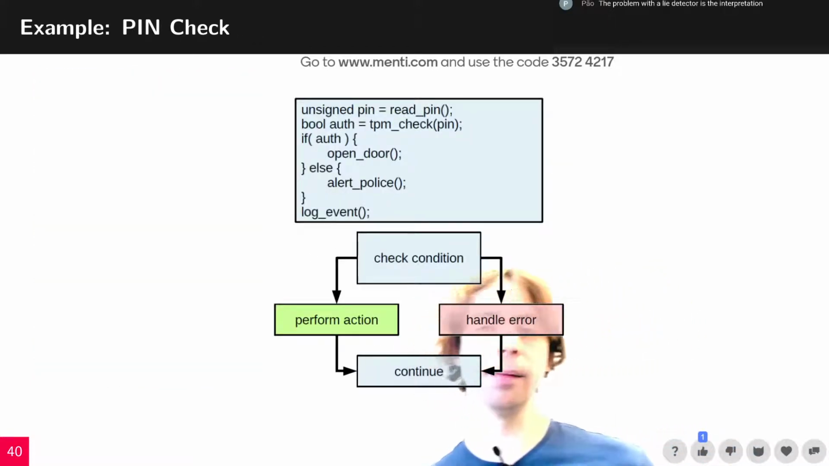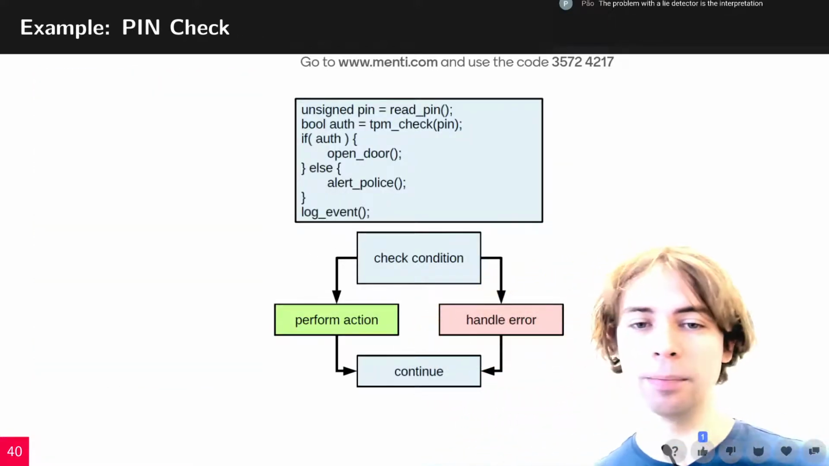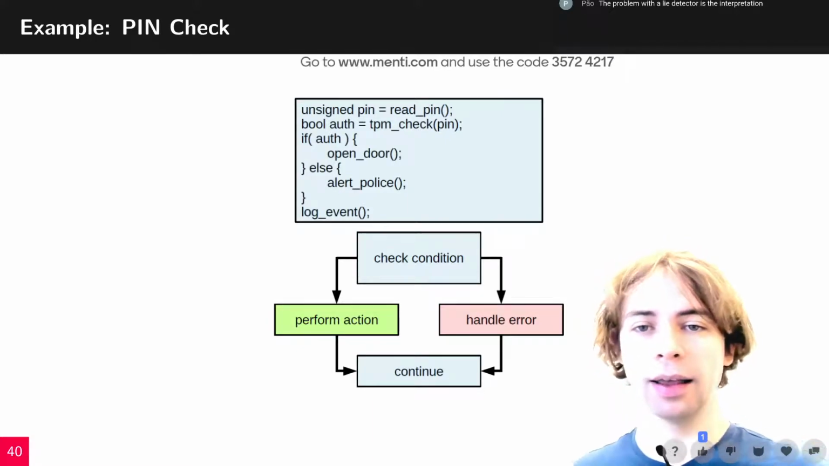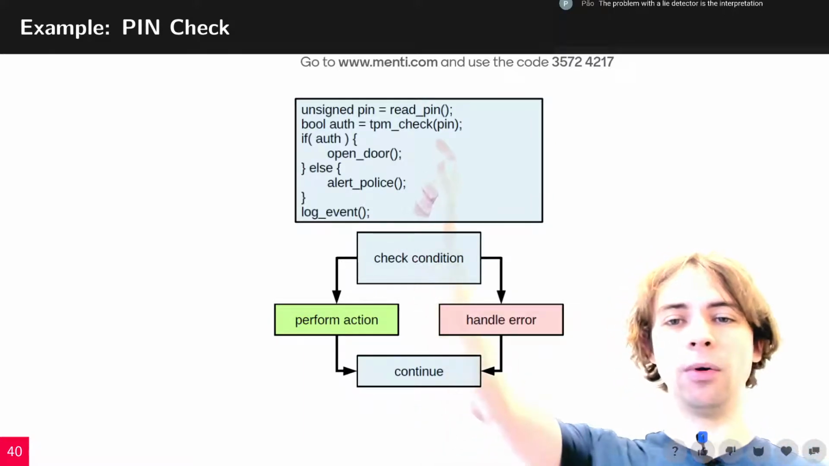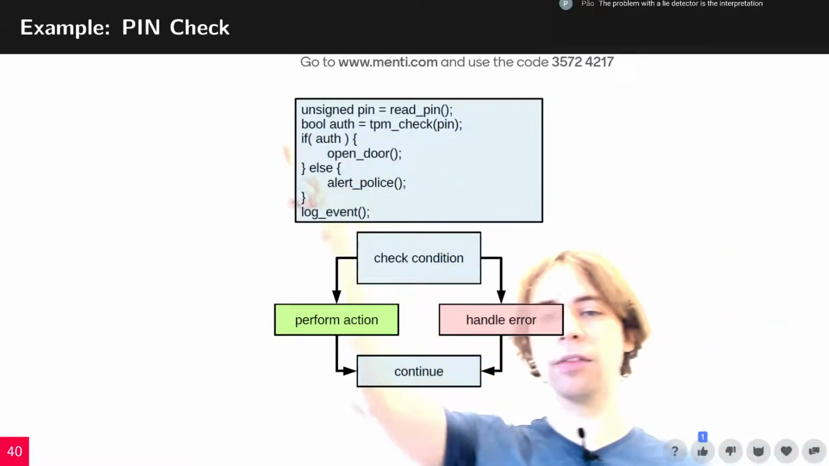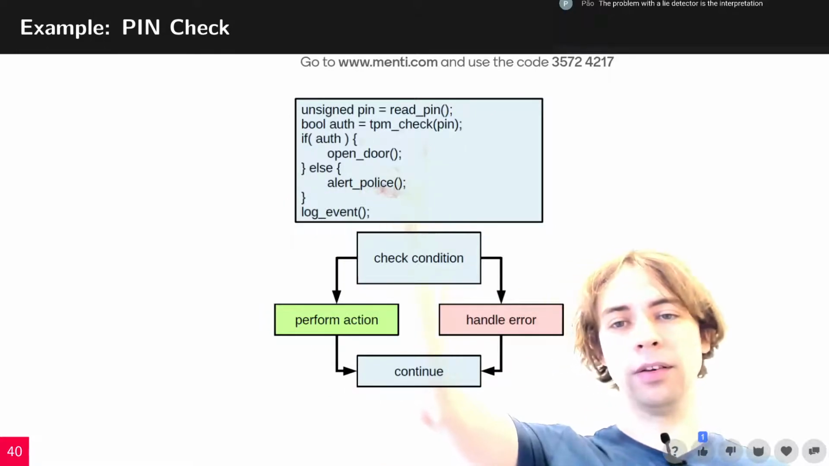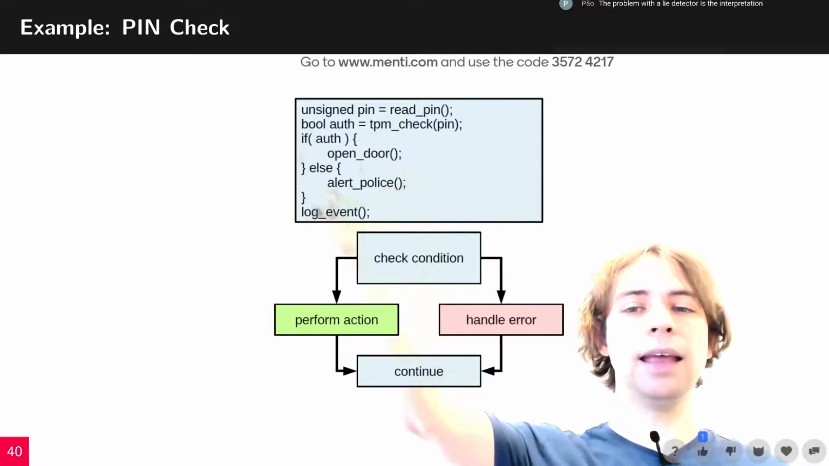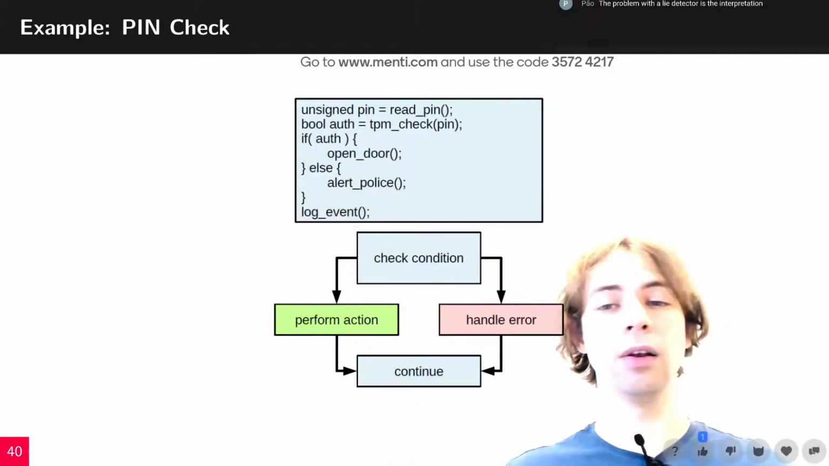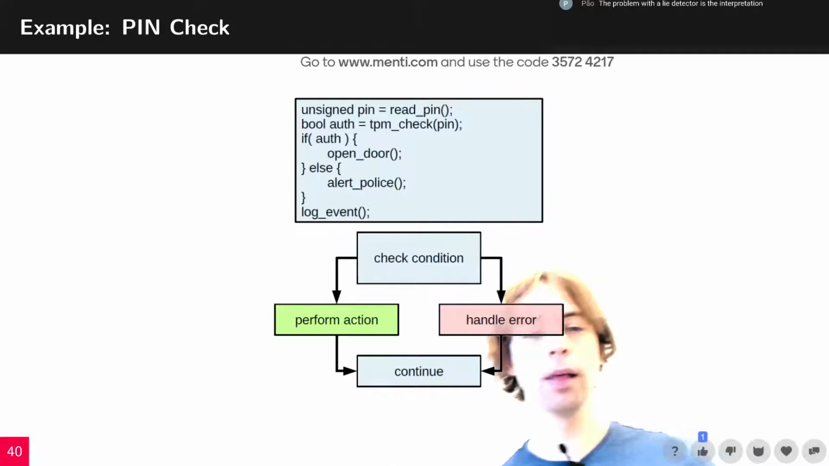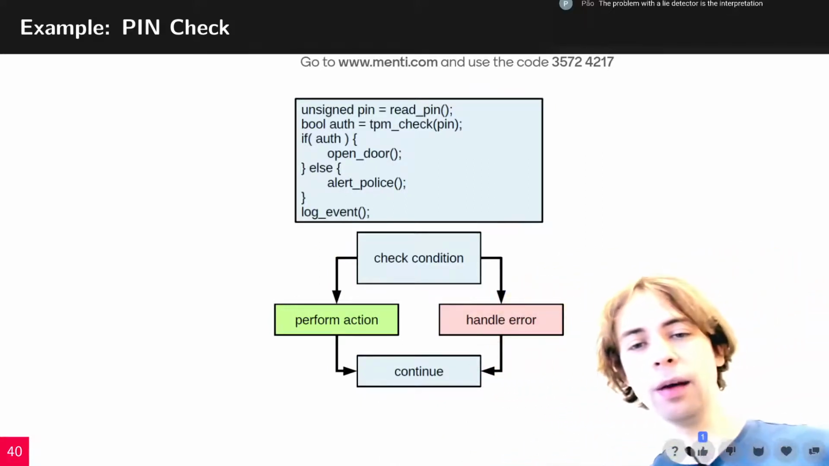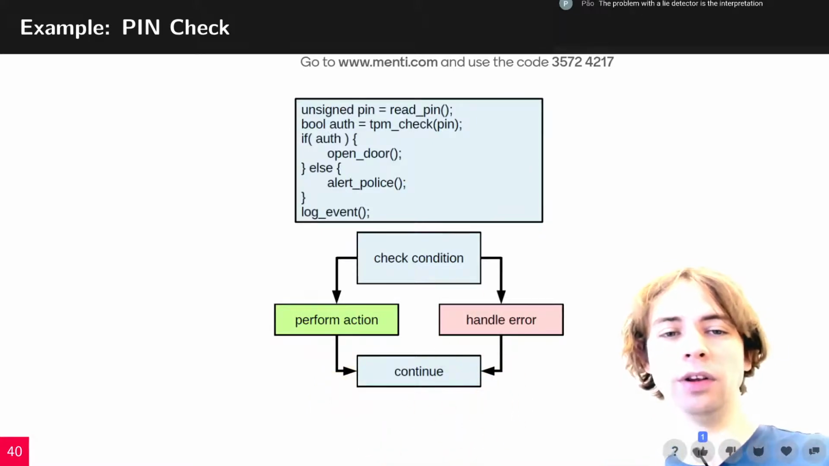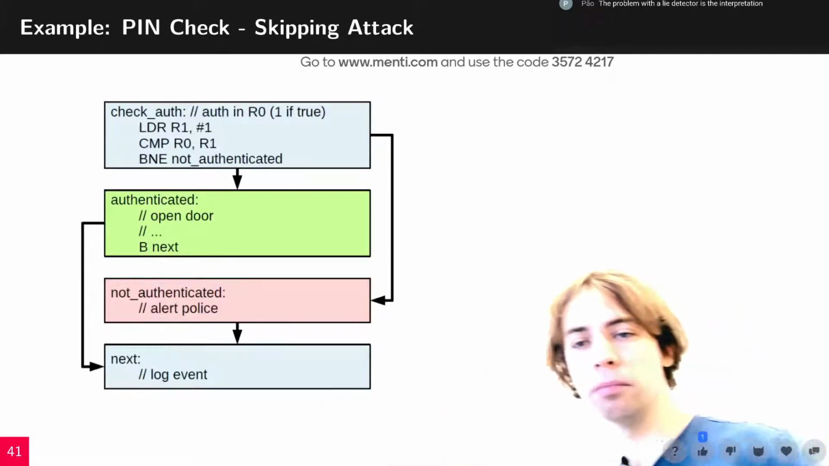So think of a simple pin check, similar to the pin check that we had before, but this time we don't really care about the pin entry itself for now, but we care about what happens afterwards. We read the pin, we check whether the pin is correct. If it is correct, then we open the door, otherwise we alert the police, and then we log this event. So if you think about it, this is very simple, right? Check condition, perform action, or handle error, and then continue. If we implement this, maybe it would look like this.